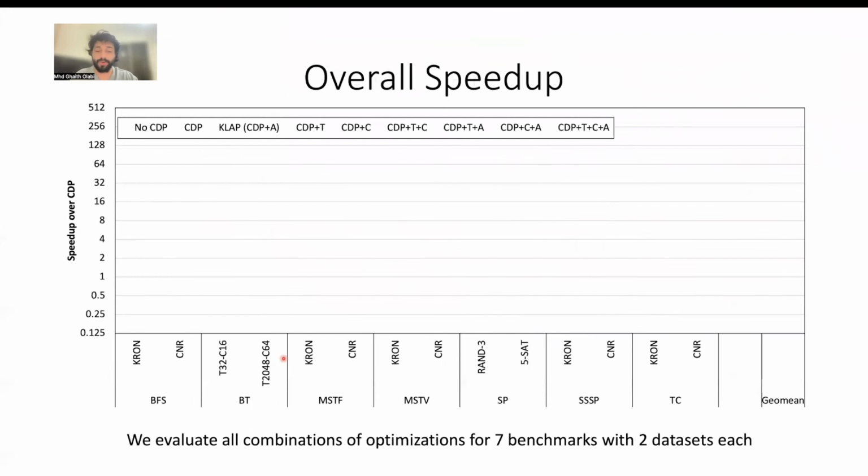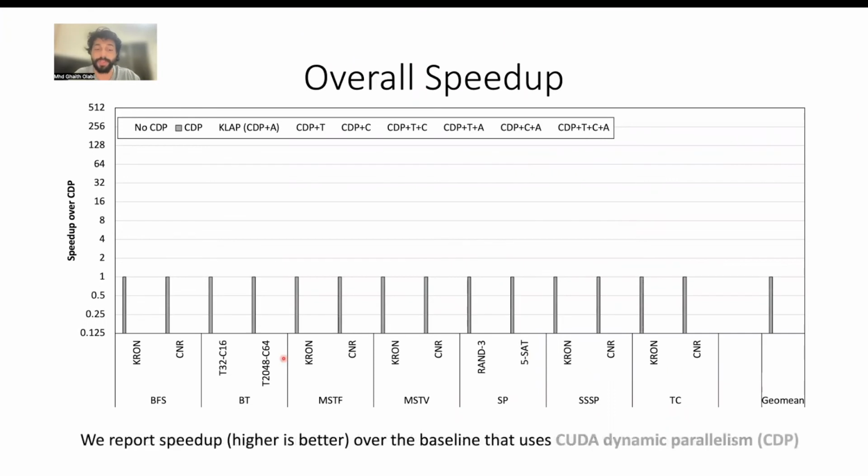We evaluate our optimizations for 7 benchmarks with 2 datasets each. We report the speedup over a baseline version that uses CUDA dynamic parallelism. We obtain our benchmarks from prior work, and the notation here means: no CDP means that we're not using CUDA dynamic parallelism, so there are no dynamic launches; CDP is CUDA dynamic parallelism by itself; CDP plus A is CUDA dynamic parallelism and aggregation on top of it; T for thresholding, and C for coarsening.